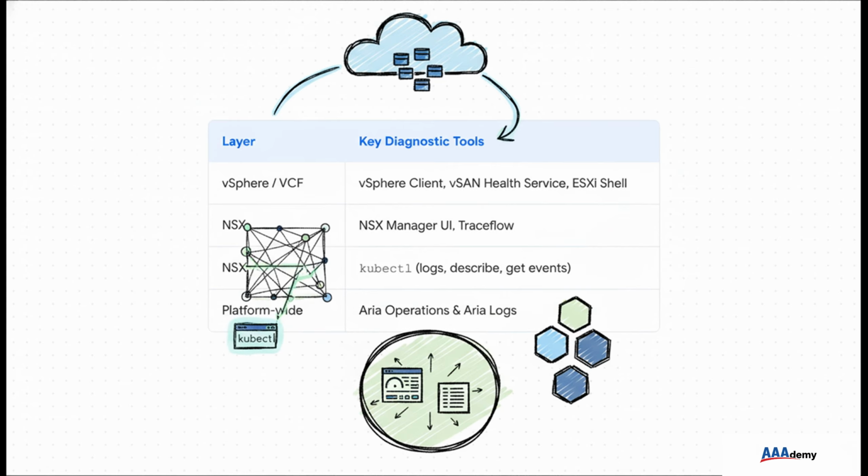service. For networking, you're jumping into NSX Manager, using something awesome like Traceflow to see exactly where packets are going. For Kubernetes, it's all about kubectl. And then for that big platform-wide picture, Aria Operations and Aria Logs are what bring everything together. It's about using the right tool for the right layer.